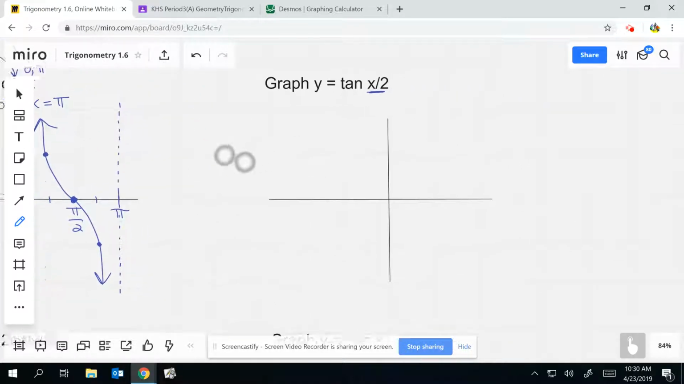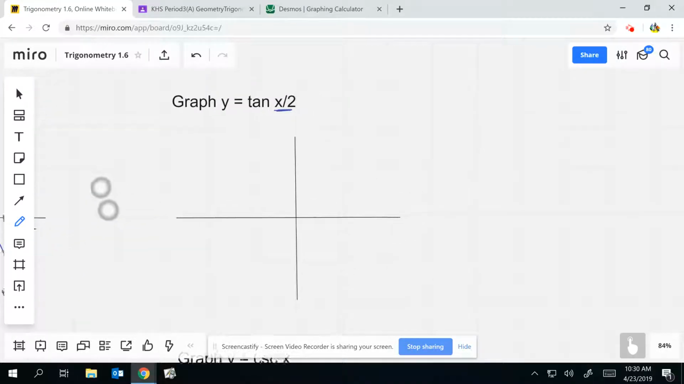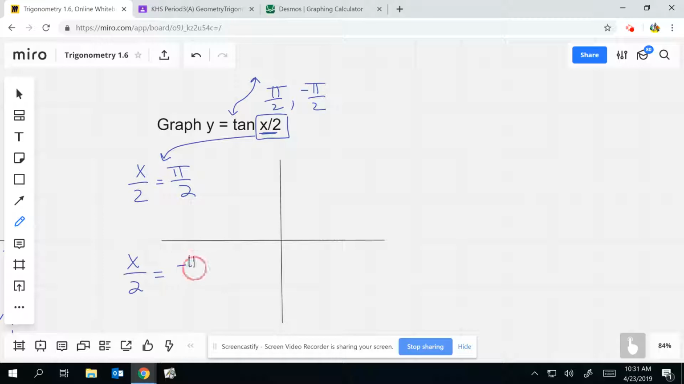Okay, let's look at tangent of x over 2. Let's see what happens when you take the x and divide it by 2. We know a couple things. Number 1, we know the direction for tan: up on the left, down on the right. We know also that we need to find pi over 2 and negative pi over 2 as our dotted lines. So we got to take this value, x over 2, and set it equal to pi over 2, and set it equal to negative pi over 2. That's where our dotted lines are going to be, pi over 2 and negative pi over 2.